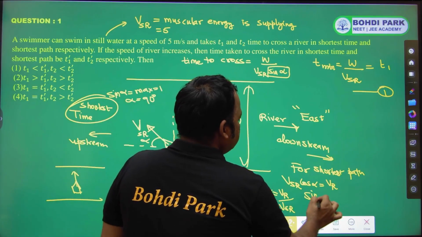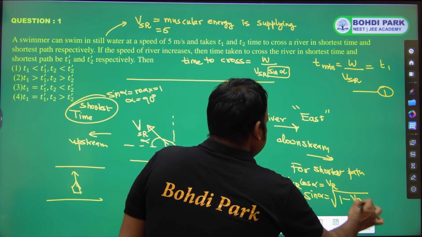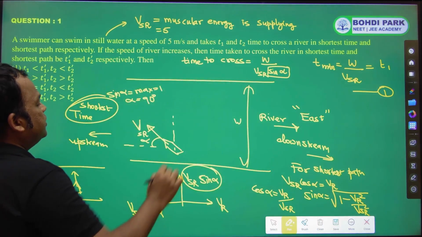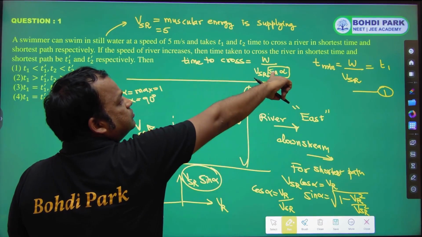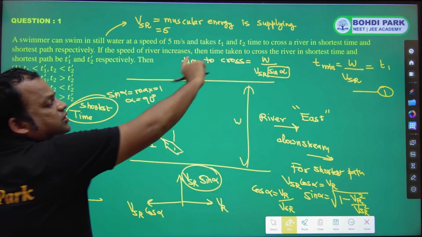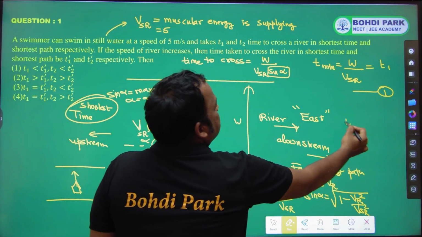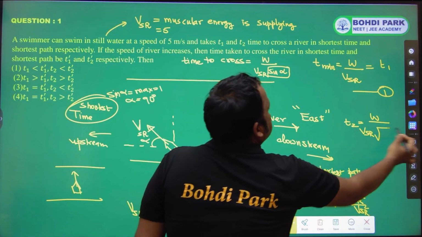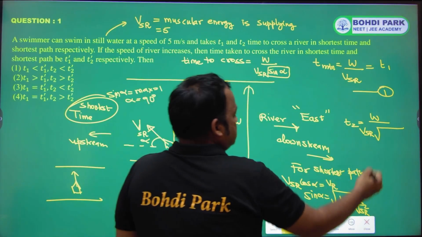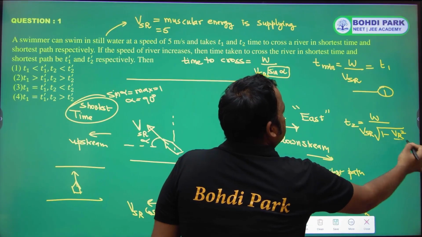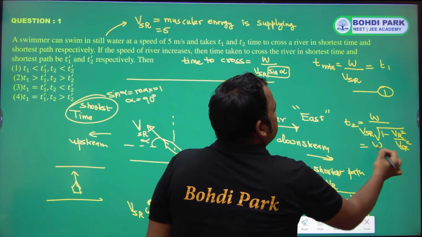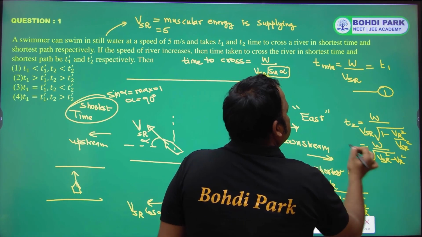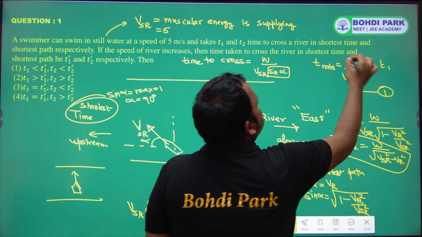So sin alpha is equal to square root of 1 minus VR square by VSR square. We will put this value of sin alpha here, then we get the time to cross in minimum distance, which is given as T2. So T2 is equal to W by VSR square root of 1 minus VR square by VSR square. If you solve this, you get W by square root of VSR square minus VR square. So this is T2 and this is T1.